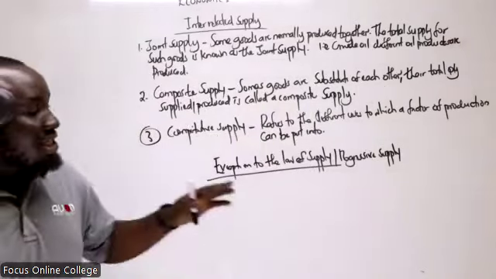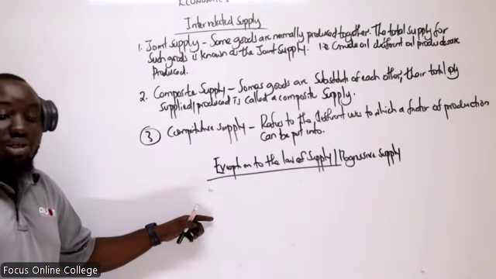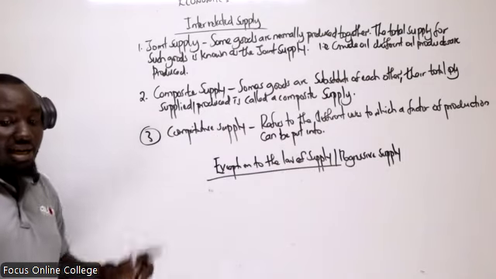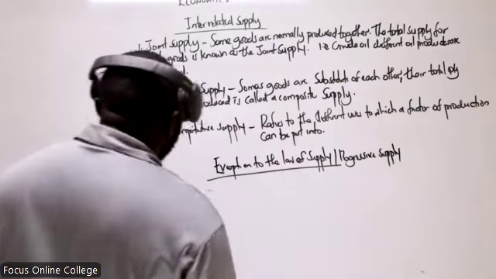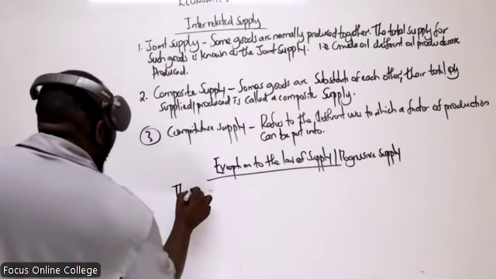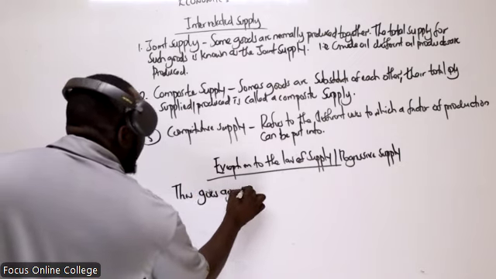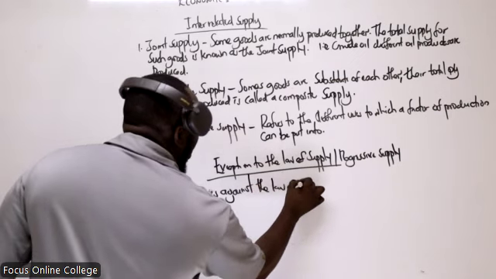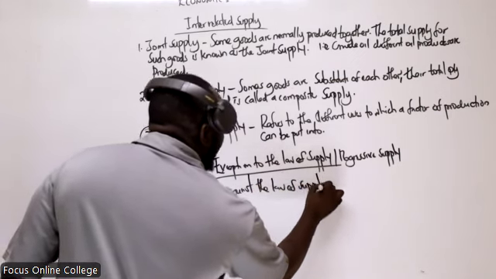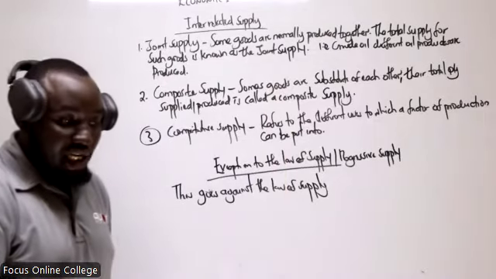So when you talk about exceptions, we're saying when the price increases, supply is low, and when the price is low, supply is high. That is what we call an exception. This goes against the law of supply.